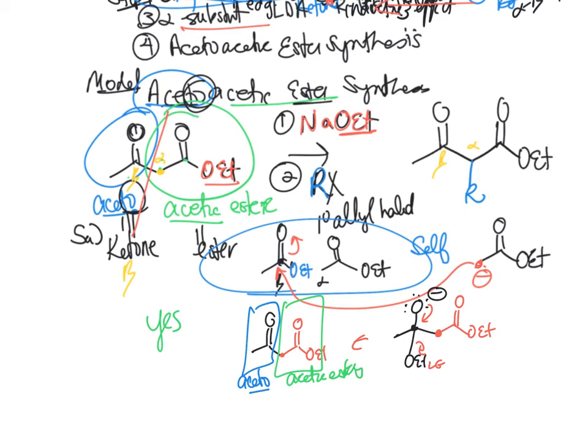How many acidic alpha positions are present in the acetoacetic ester? So you have this one here and this one here. So the answer is 2. Draw the enolate that would be formed by the removal of an indicated hydrogen in the structure shown below.